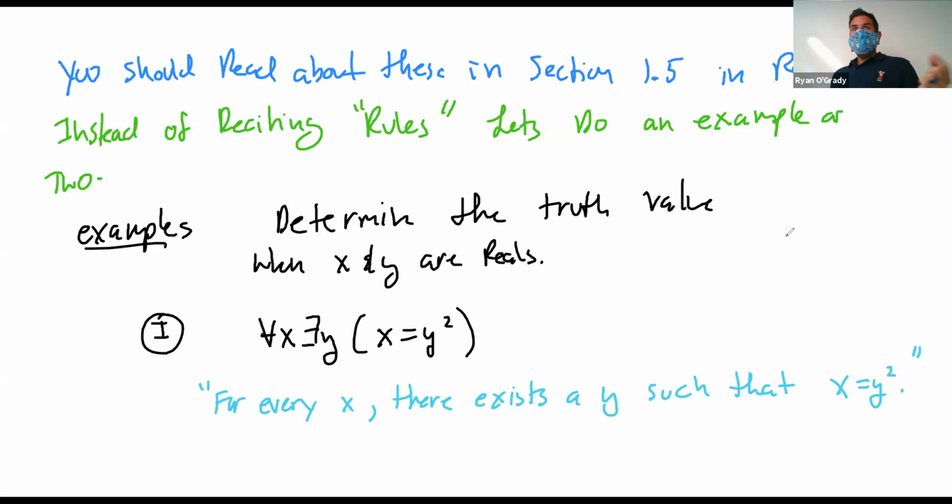Is there any real number y that satisfies -1 is equal to y squared? No. What do we know about all real numbers? If you square them, they are what? Positive or negative? They're positive. So this is false.